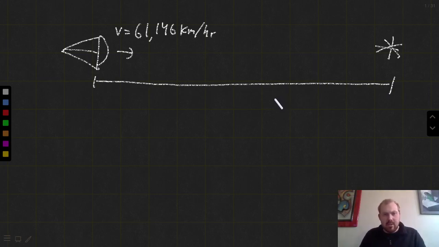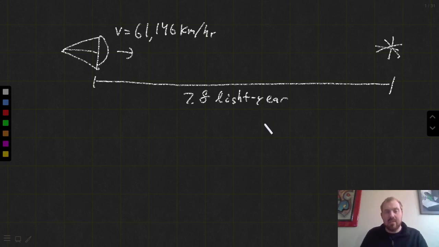Now, the distance the software gave you could vary wildly, so I'm just going to take a distance of, for me, I use 7.8 light years. That's the number I use. Whatever your number is, it's going to be the same process through this. So the question is, how much time is this going to take?